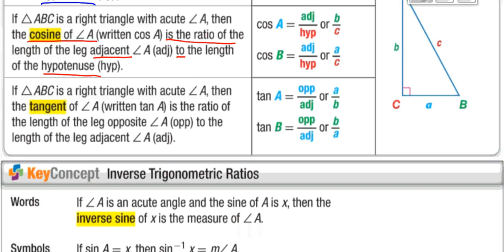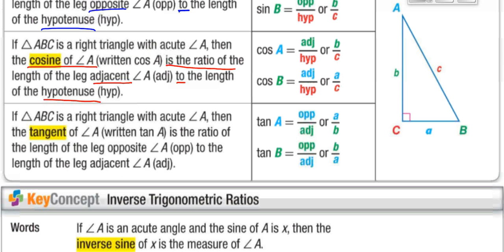I will slide that up a little bit just so I can see it better. And so I'll read this one. If triangle ABC is a right triangle with acute angle A, then the tangent of angle A, written tan A, is the ratio of the length of the leg opposite angle A, OPP, to the length of the leg adjacent to angle A, ADJ. So tangent of angle A is the ratio of opposite to adjacent. That's how we're going to remember those as we go.